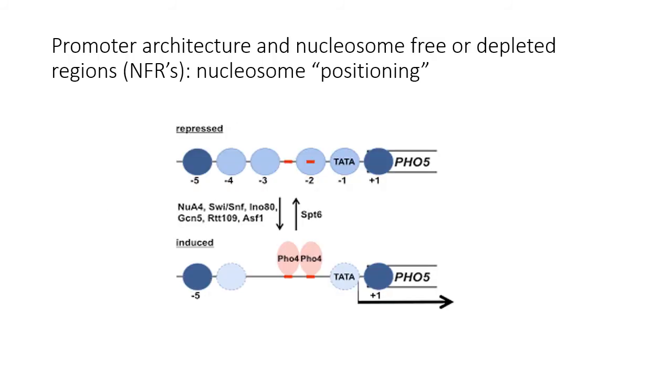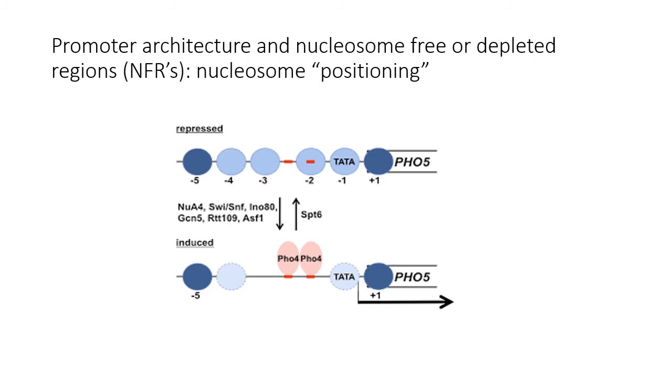Okay, so now we need to consider promoter architecture and the formation of nucleosome-free or nucleosome-depleted regions, and the issue of nucleosome positioning. This slide shows a picture of a yeast gene called FO5 in its repressed state. The +1 nucleosome is shown at the beginning of the region that will be transcribed. The TATA box region is occluded by a nucleosome. The TATA is covered up by the fact that there's a nucleosome there.